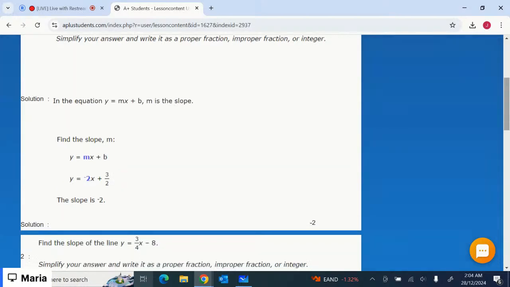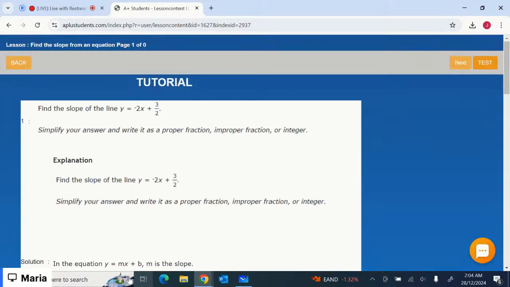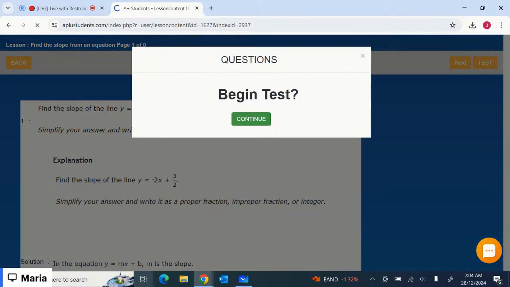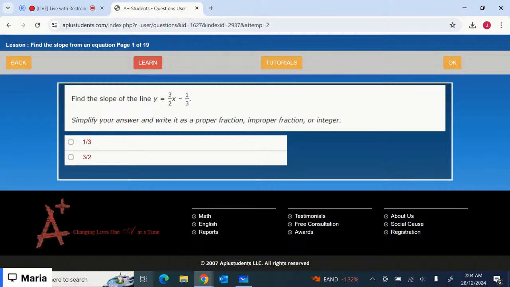So that means m is the slope of the equation. That means the slope is negative 2. Got it? So you just have to compare the given equation with the general form of the equation. The coefficient of x is the slope. Got it? Find the slope of the line y equals 3 by 2x minus 1 over 3.